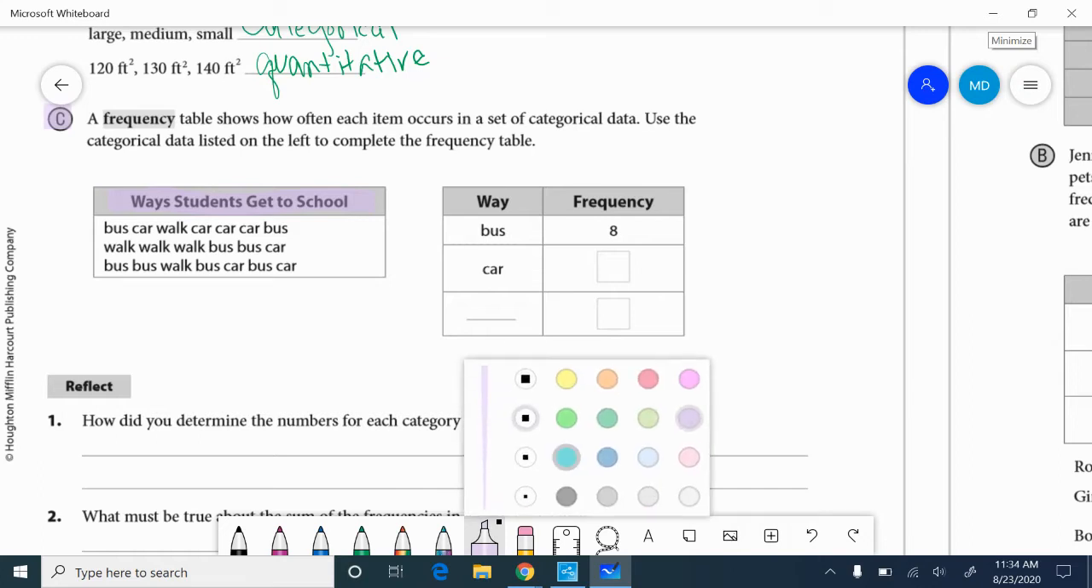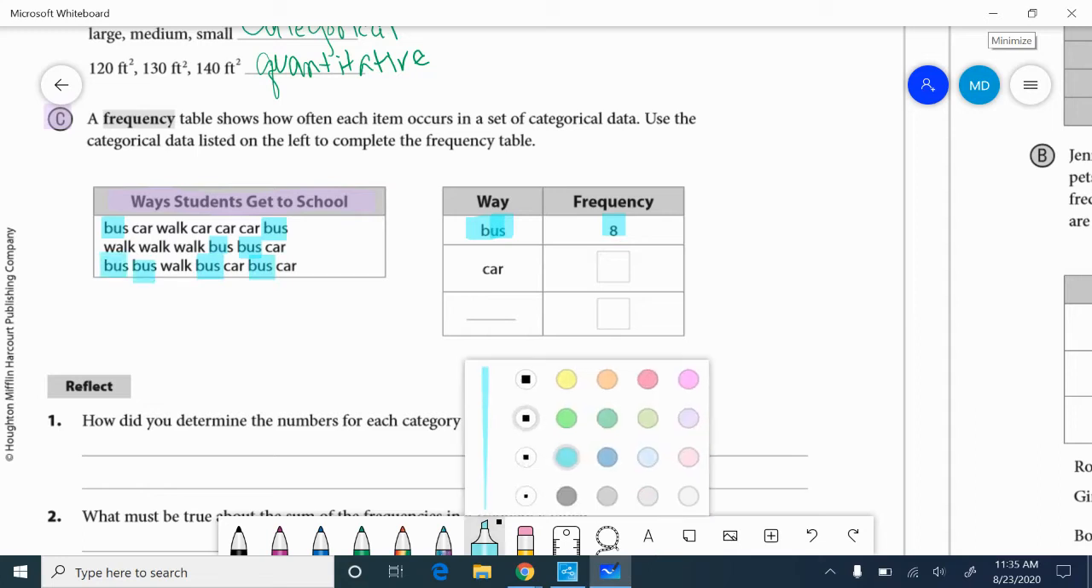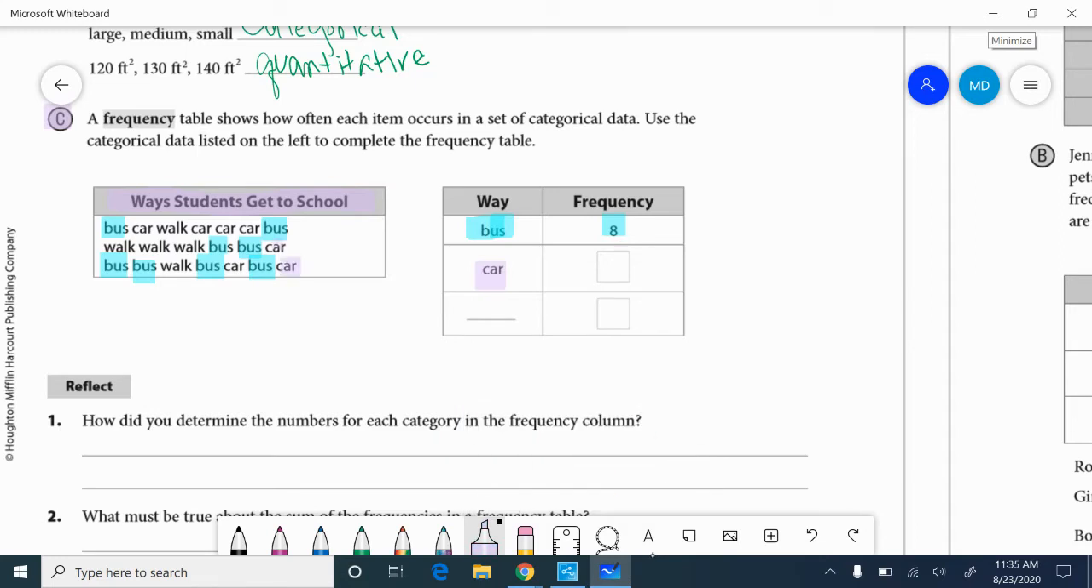So I'm going to go ahead and use a color highlighter here. So if we're looking at kids that ride the bus, it says there's 8. And if I go through, that means there's 1, 2, 3, 4, 5, 6, 7, 8 kids that said that. So that's where they're getting that number from. For car, let's see, 1, 2, 3, 4, 5, 6, 7. 7 kids are coming by car.